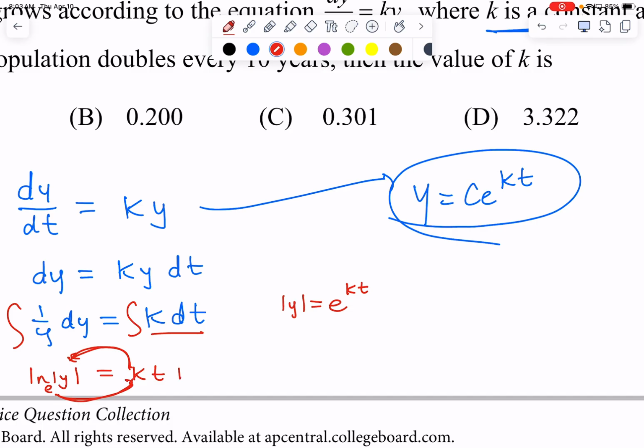Oh, wait, we have a plus c too. I forgot the plus c. Ooh, golly, that was scary. So it's e to the KT plus c, actually.